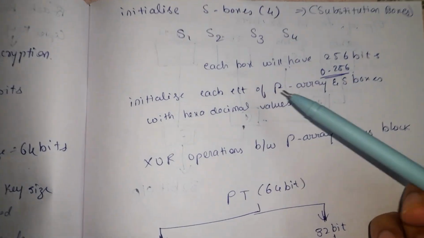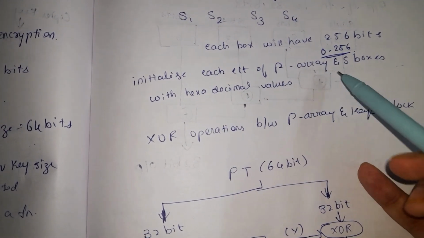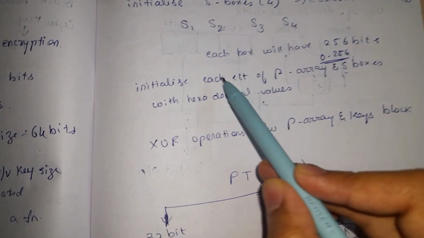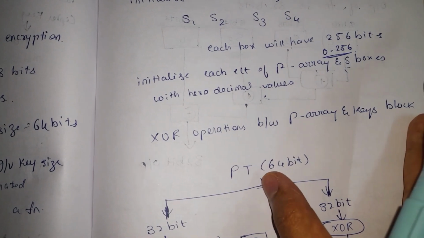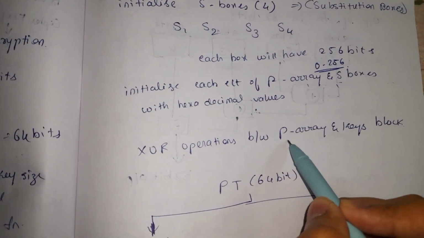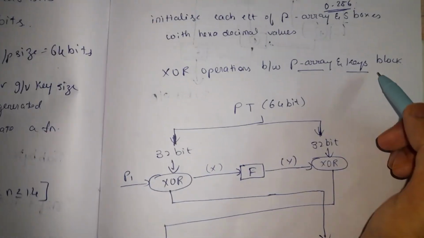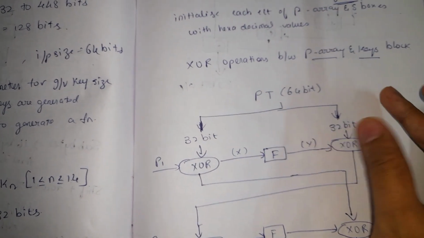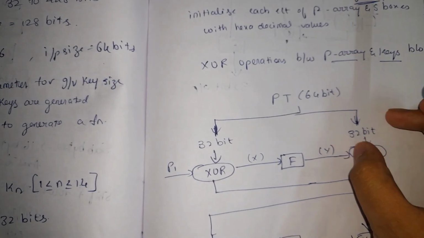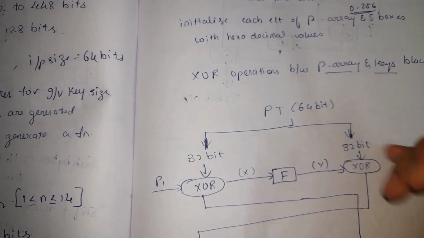The first step is to initialize each element of the P array and S boxes. We use hexadecimal values to initialize the P arrays and S boxes at the starting stage. After that we perform the XOR operation between the P arrays and the key blocks. Then we pass the obtained output to a function. After that, we again perform the XOR operation, then pass it to the next round.